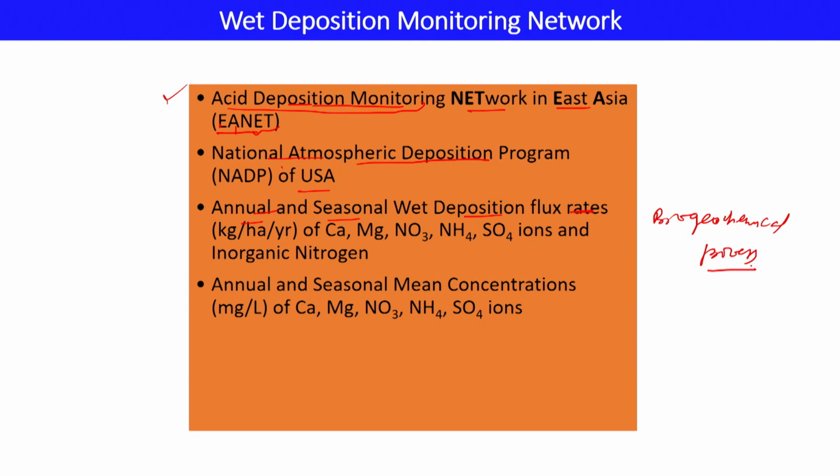If we want to study some of the biogeochemical processes, we must understand the annual and seasonal deposition of, for example, species like calcium, magnesium, nitrate, ammonium, and sulfate. These are the ionic forms, and most of these will be deposited via the aerosols. So this is very important. And then of course inorganic nitrogen. Then you have annual and seasonal mean concentrations, so this is dry deposition. If you have mean concentration in milligram per liter, you can calculate it for wet deposition also.